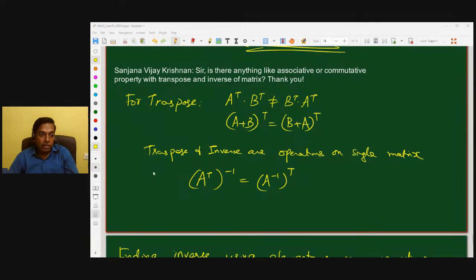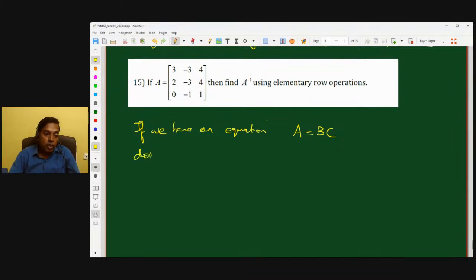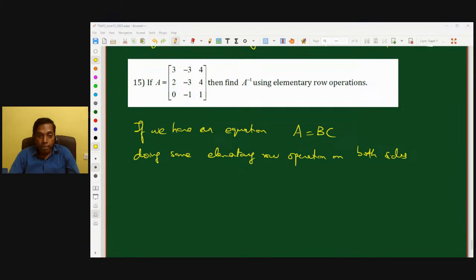Okay. Now I will do the row operations part. The other part we will see. First, what are elementary row operations? I just want to use the same notation. So if we have an equation like A equals BC, then doing the same elementary row operation on A and B preserves the equation.